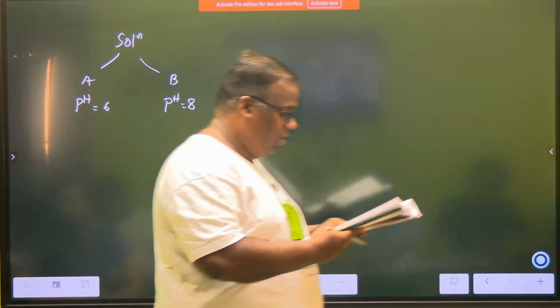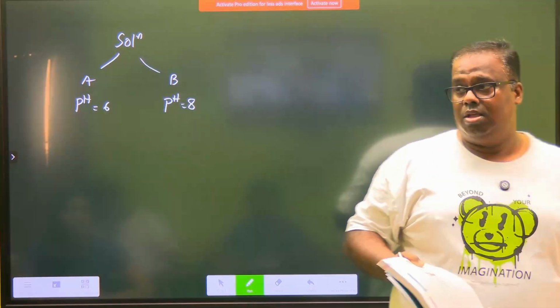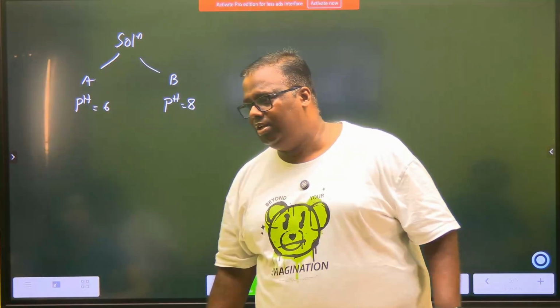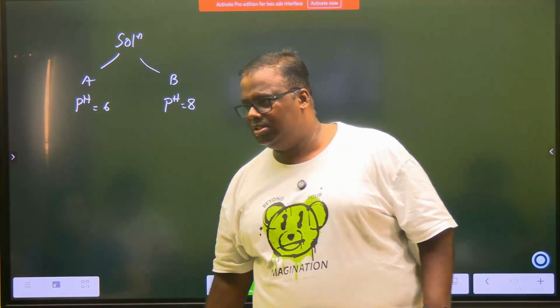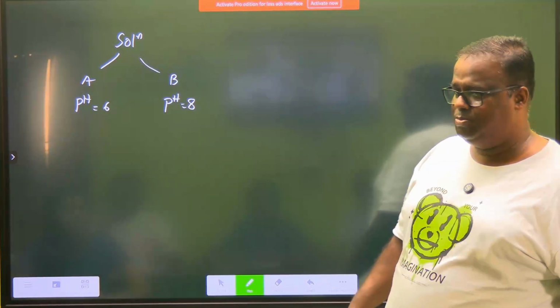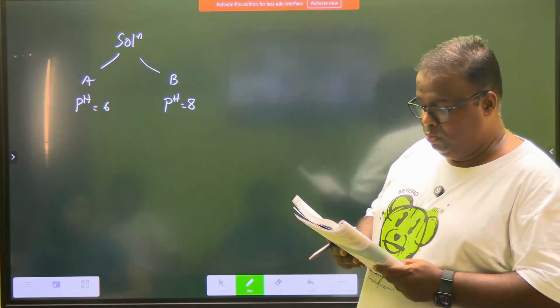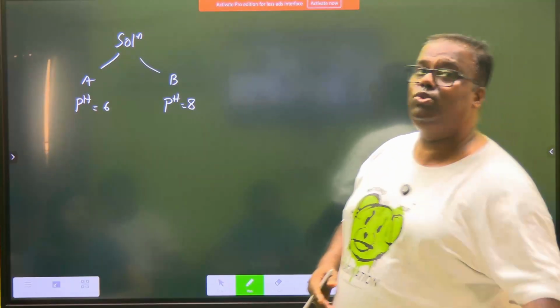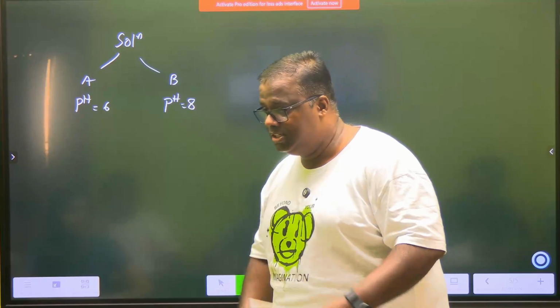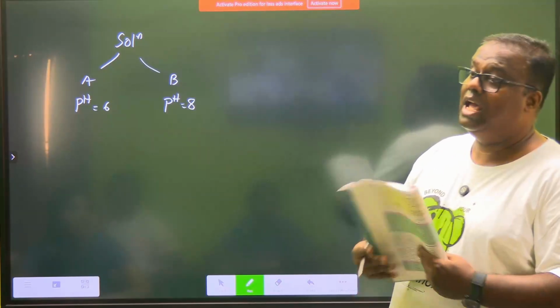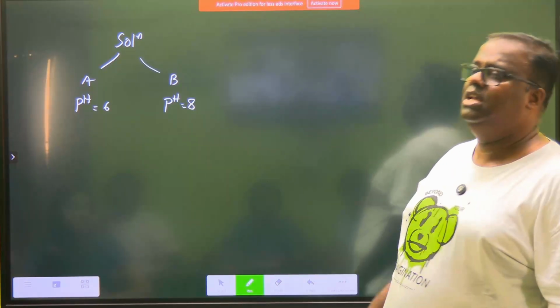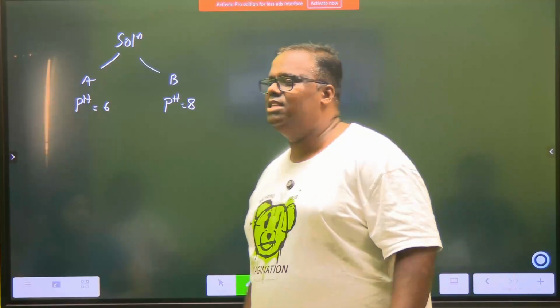So he's asking, based on this data, what do you read? Who is acidic, who is basic? A is acidic, B is basic. But the question will not be as simple as you think. They're asking now, which has more hydrogen ion concentration? Who has more hydrogen? Acid has more hydrogen concentration. You immediately started answering A.